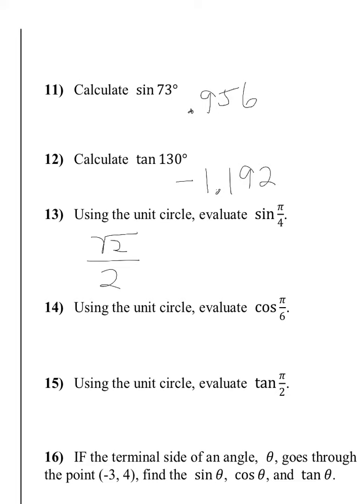Problem number 14, using the unit circle, evaluate cosine of pi over 6. Cosine of pi over 6 is root 3 over 2. And number 15, using the unit circle, evaluate tangent of pi over 2. And we know that tangent of pi over 2 is undefined.